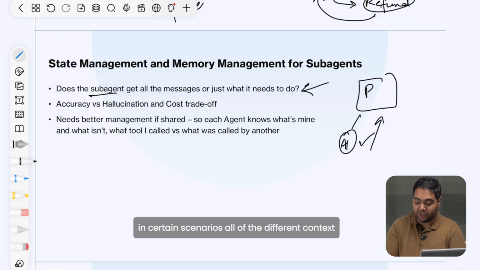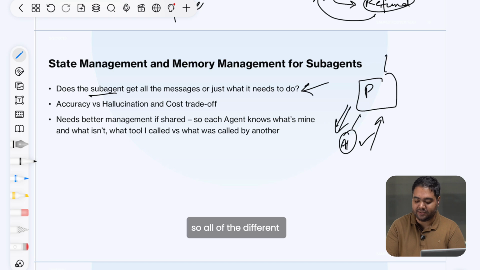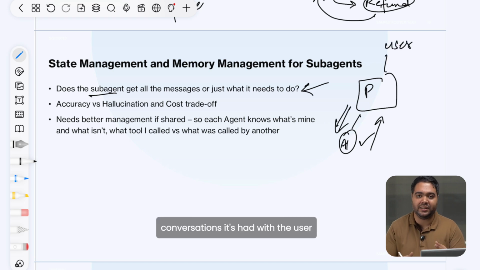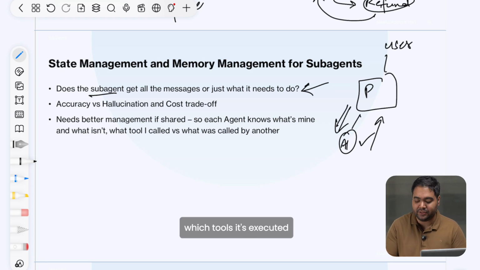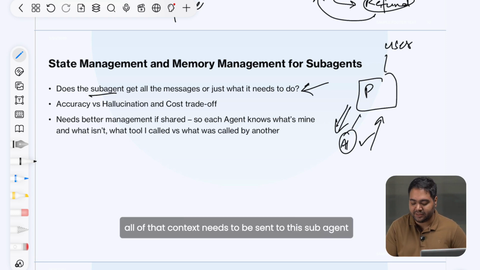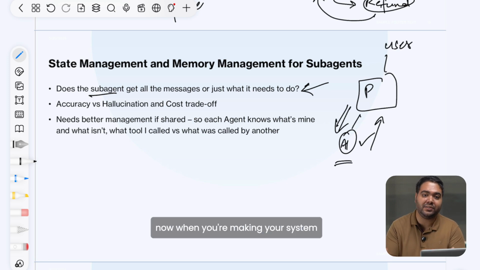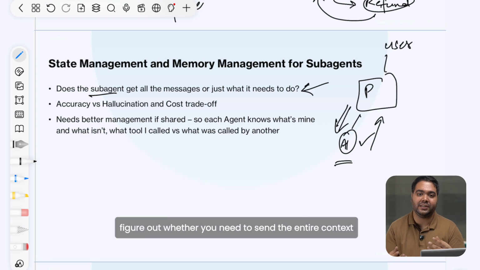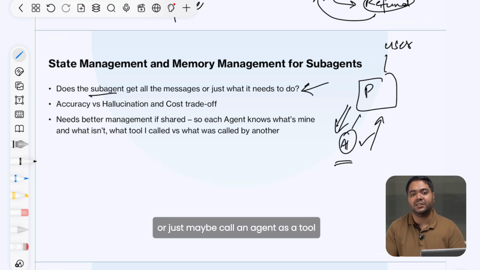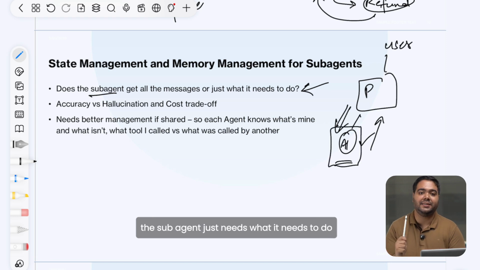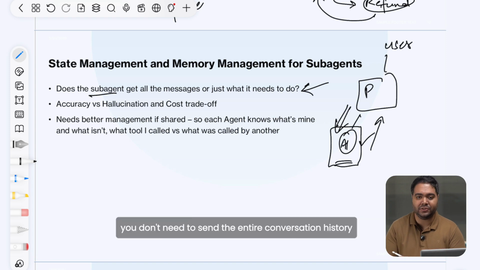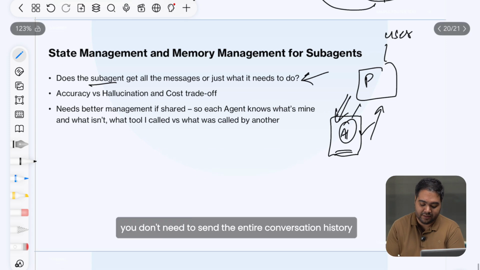In certain scenarios, all of the different contexts, so all of the conversation that's had with the user, which other agent is called, which tools are executed, all of that context needs to be sent to this sub-agent in order for it to function properly. Now, when you're making your system, you need to try these things out, figure out whether you need to send the entire context or just call an agent as a tool, because if it's a simple agent, the sub-agent just needs what it needs to do, how it's supposed to accomplish that task, then in that scenario you don't need to send the entire conversation history.